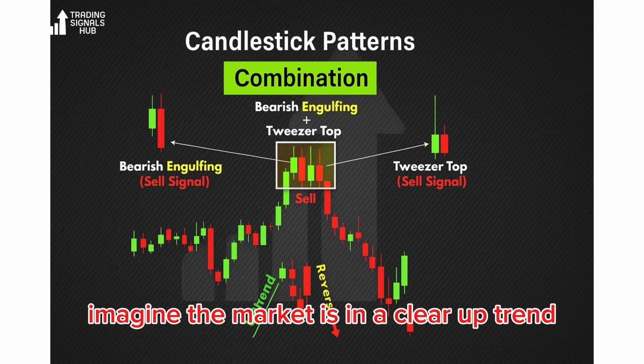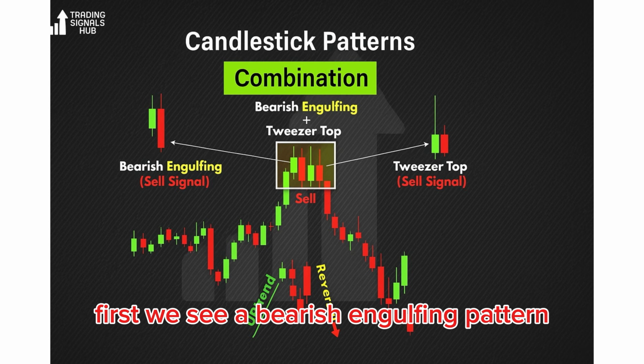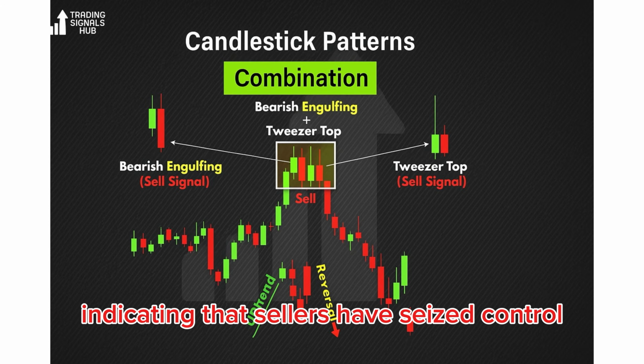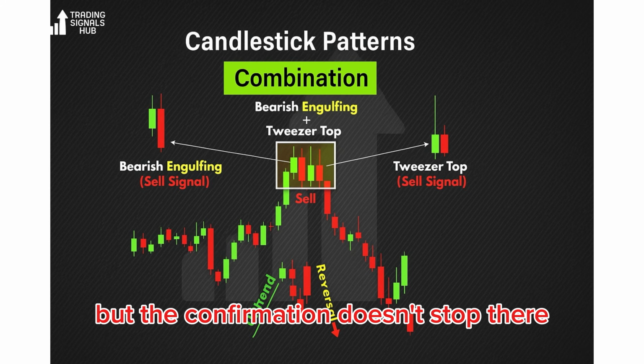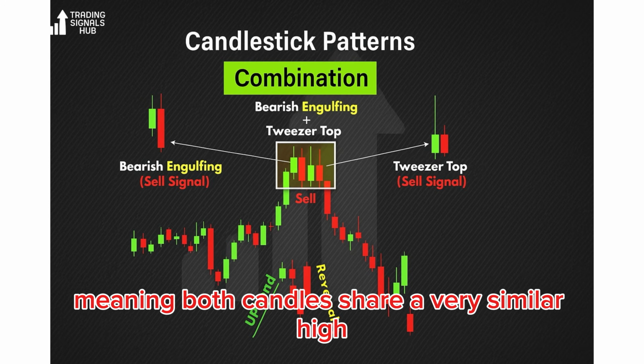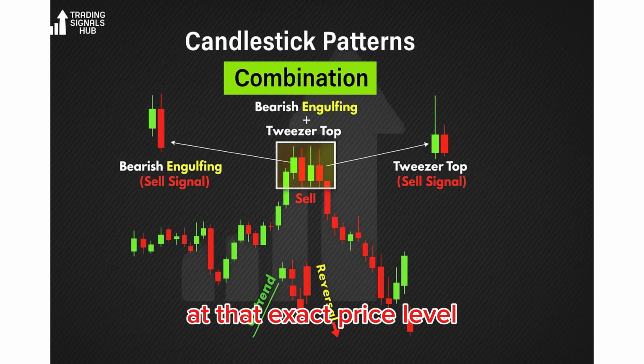Imagine the market is in a clear uptrend, but it's approaching a major resistance area. First, we see a bearish engulfing pattern, where a large red candle completely engulfs the body of the previous green candle, indicating that sellers have seized control. But the confirmation doesn't stop there. This bearish engulfing pattern also forms a tweezer top with the preceding candle, meaning both candles share a very similar high. This creates a clear double confirmation of rejection at that exact price level.